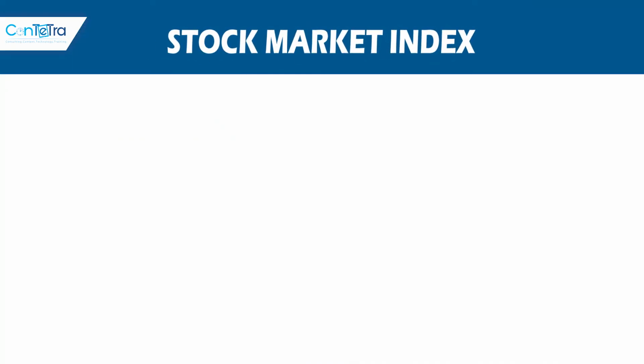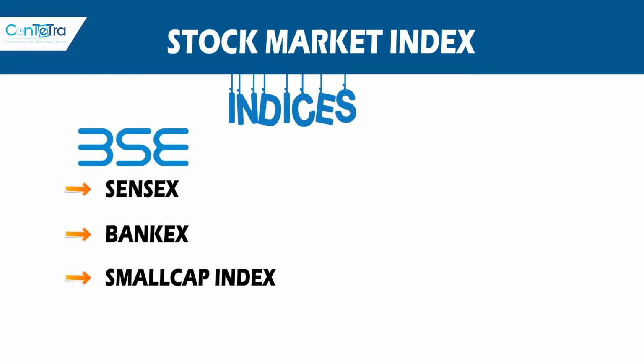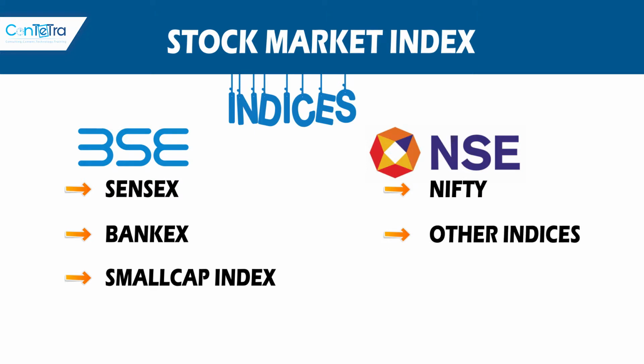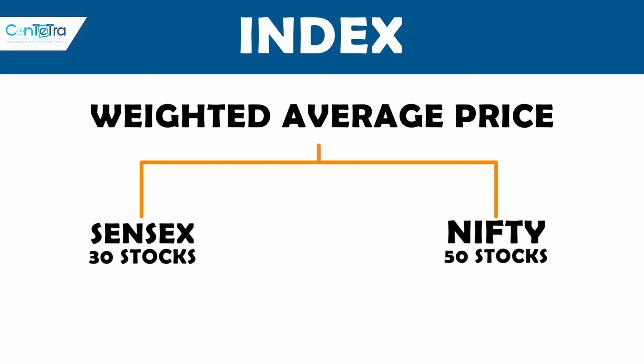Also, there is a concept called an index, or in plural, indices. On the Bombay Stock Exchange you have the Sensex, there is a Bankex, a small cap index, and so on. In the National Stock Exchange we have the Nifty and a host of other indices. So what is an index? An index is nothing but a weighted average price of 30 stocks in the case of the Sensex and 50 stocks in the case of the Nifty. That weighted average number of these 30 or 50 stocks indicates the movement of the stock market in the short run.